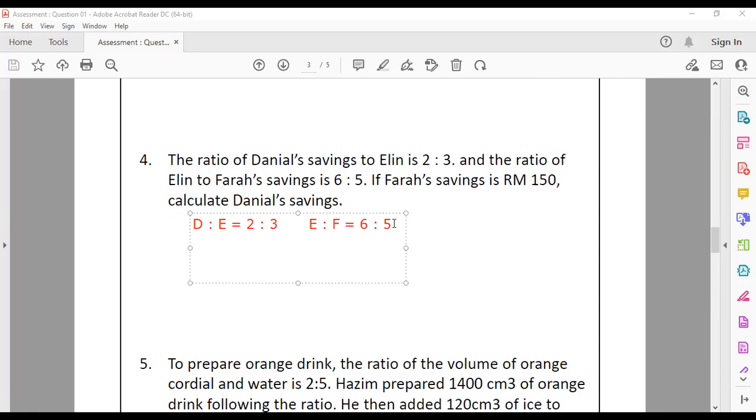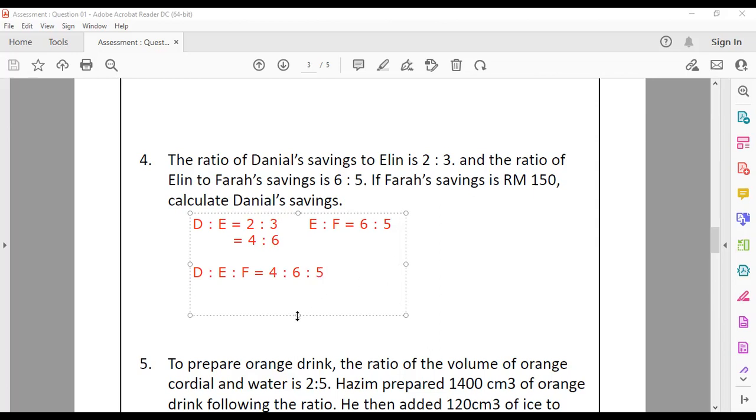That's not too difficult. So what is going to happen is, I'm going to multiply this ratio, double it up. It will become 4 to 6. Do you see that? This is what we have been doing earlier. Now, Eileen. Now I can write Daniel to Eileen to Farah. All 3 of them would be 4 parts to 6 parts to 5 parts. This is my understanding now.